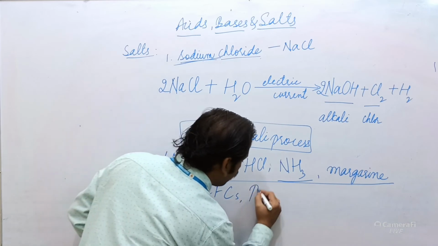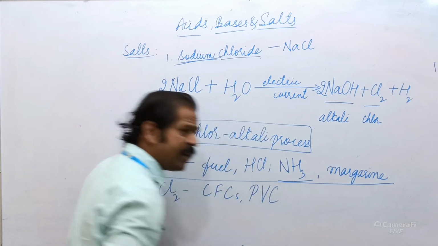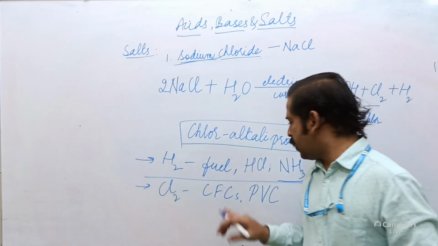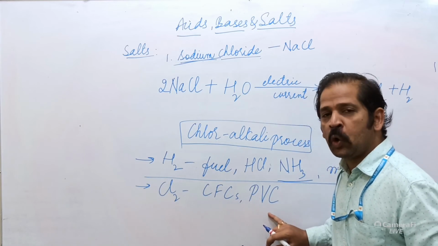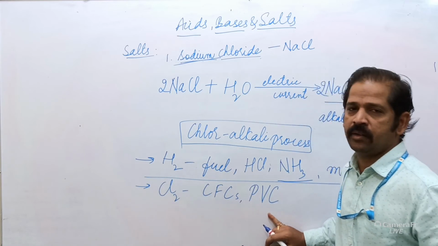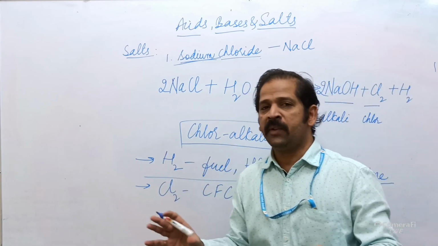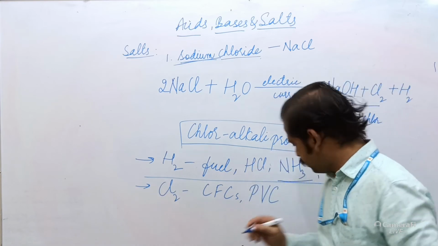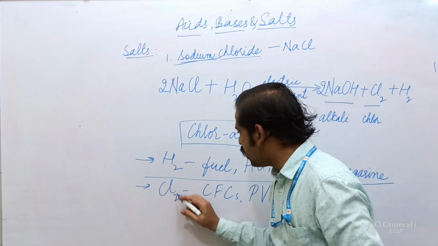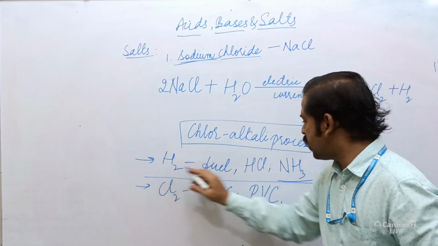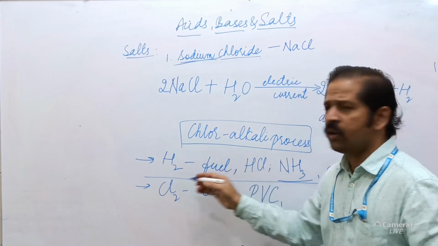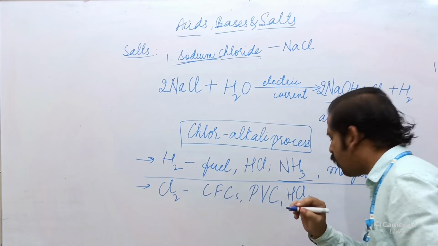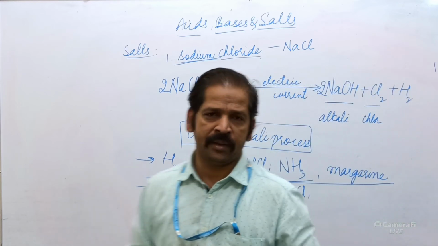Then PVC pipe. You have heard about the PVC pipe. Actually, PVC pipe is polyvinyl chloride. Maybe you are seeing the advertisement of PVC pipes on television. Usually, it is made up of PVC, polyvinyl chloride. Once again, chlorine is here, and hydrogen is there for the preparation of hydrochloric acid. Chlorine is there because both are combined here, HCl, making of hydrochloric acid.